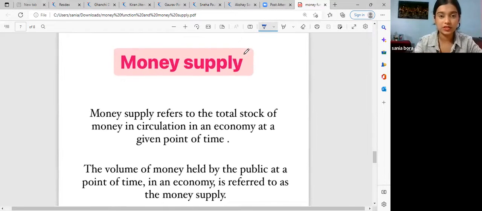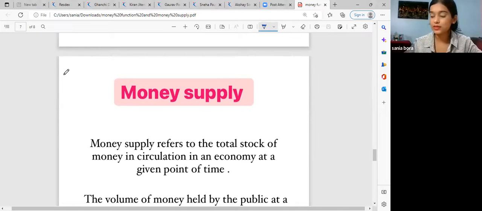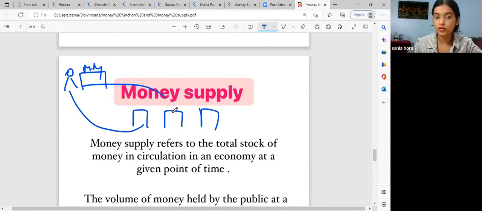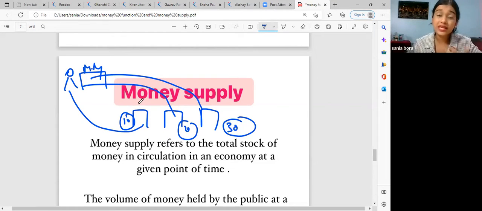So let's take an example. For example, this is a shop, a milkman, and these are the houses where he is supplying the milk. 1, 2, 3. Maybe from this house he's getting 10 rupees, from this house 20, and from this one 30. If I ask him how much money he has, he'll calculate 10 plus 20 plus 30. Wherever he is supplying the milk, from there he's getting money, right? So that is the money supply.